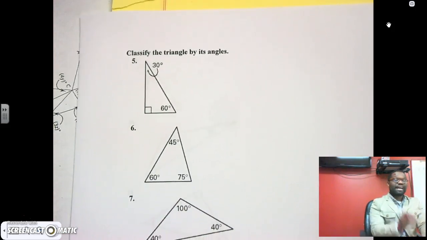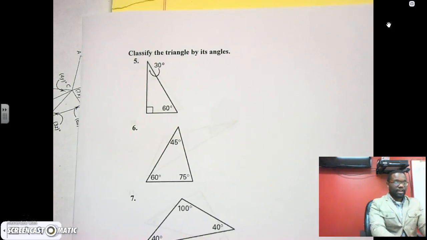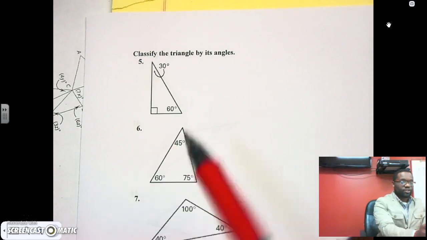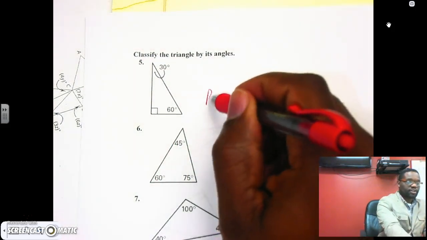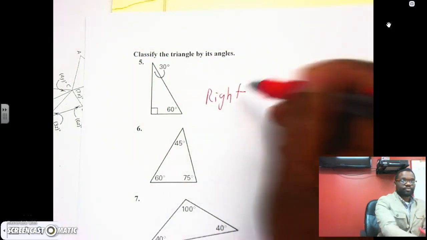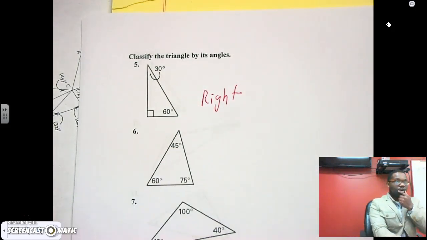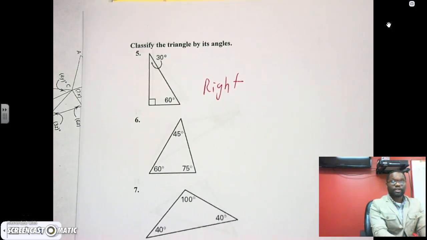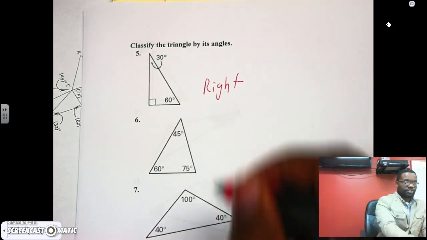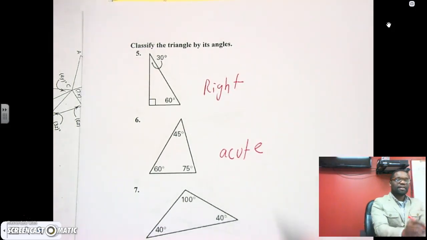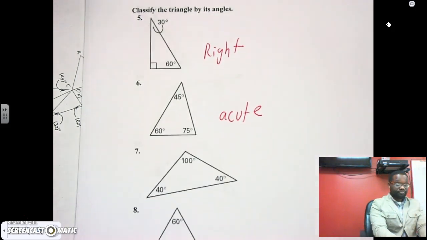Classify the triangle by its angles now. Okay. Now we're talking about the angles. So what do we notice here? I have one right angle, and so this triangle is called a right triangle. I have 3 angles, and all 3 angles are less than 90. Notice that all 3 angles are less than 90 degrees, and so this one is called what? I am, acute.